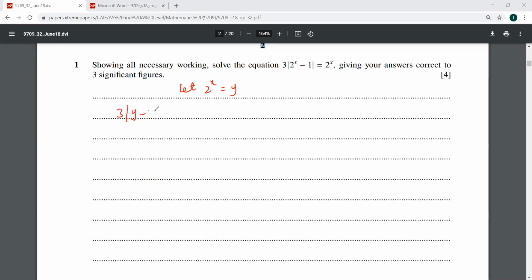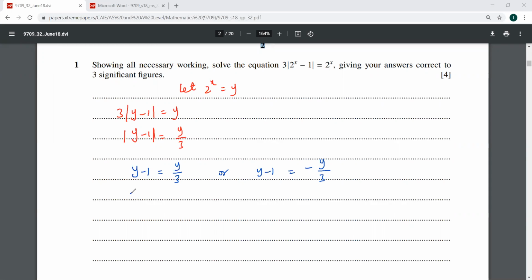3 absolute y minus 1, that is going to be equal to y. So this absolute y minus 1, that is equal to y over 3. When I remove this absolute mark over here, this would be y minus 1 equal to y over 3, or y minus 1 is equal to minus y over 3. That is what we do when we have the absolute equations, the modulus functions here.